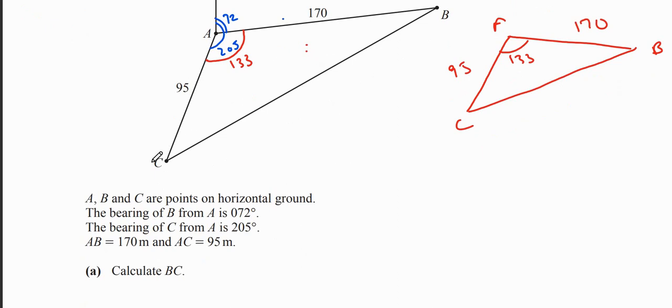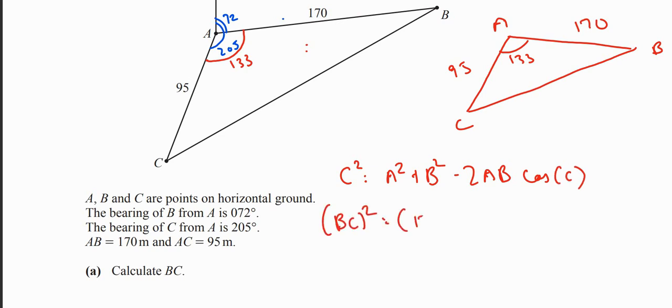Question is saying calculate BC, the length. So if you know sine law, cosine law, you guys will use cosine law over here, which is BC whole square is equal to A square. Let me use this. Basically, I'll just write the law for you guys first. It is C square is equal to A square plus B square minus 2AB cos C. So this C square basically becomes BC square is equal to 170 square, this length, plus 95 square minus 2 multiplied by 170 multiplied by 95 cos 133.